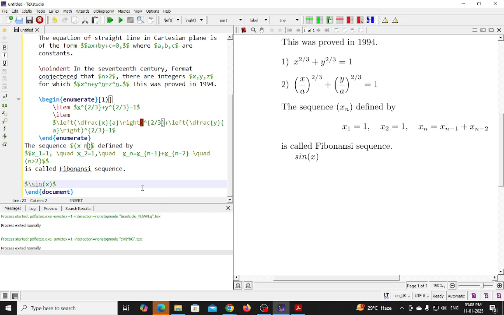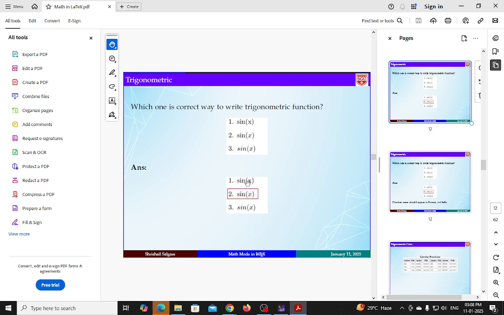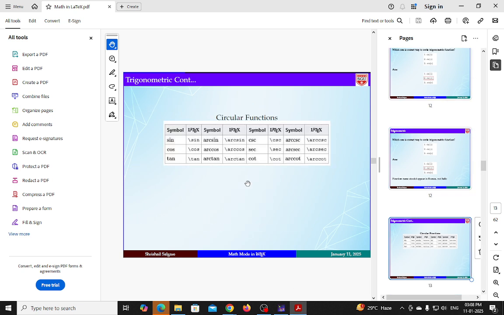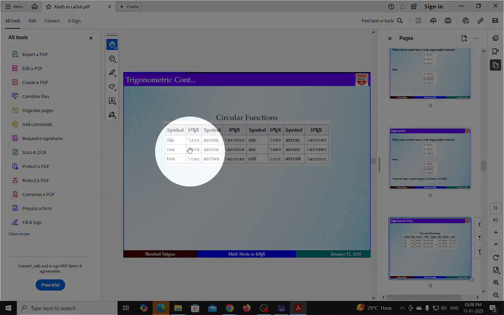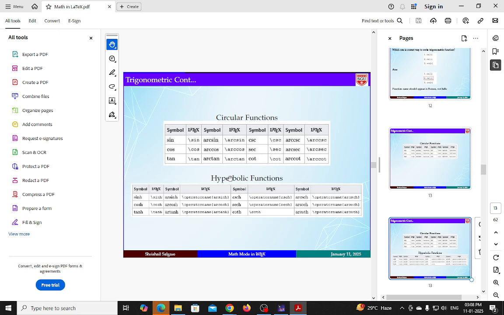You have to use backslash sin, backslash cos, backslash tan, like that. Now if I compile, you will get the correct output for sin. That is sin of x. This is the correct way. In the same manner, all the trigonometric, circular, and hyperbolic functions can be obtained by these standard functions, backslash sin, backslash cos, backslash tan, like that. And arc sine, the inverse functions, and similarly hyperbolic functions.